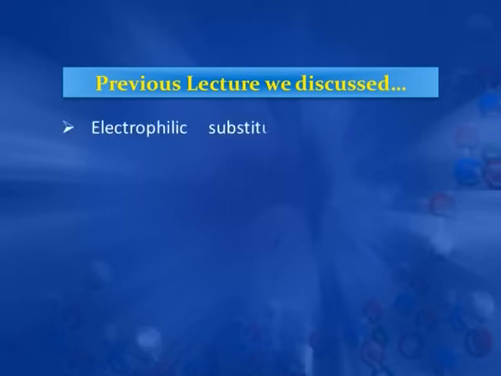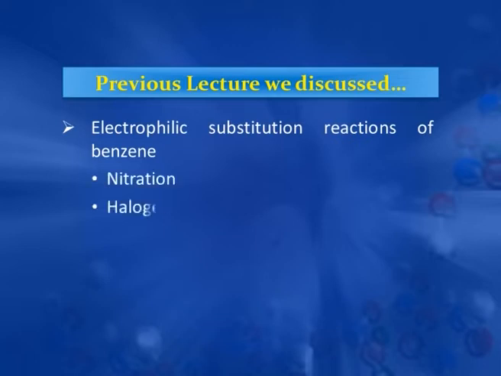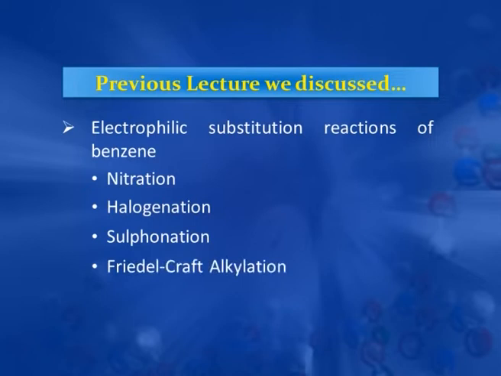Discussing Unit 6 Arenes and Aromaticity of Organic Chemistry Paper 1. Under this topic, last time we discussed electrophilic substitution reactions of benzene like nitration, halogenation, sulfonation, Friedel-Crafts alkylation and Friedel-Crafts acylation. We have seen that these reactions proceed in two steps.